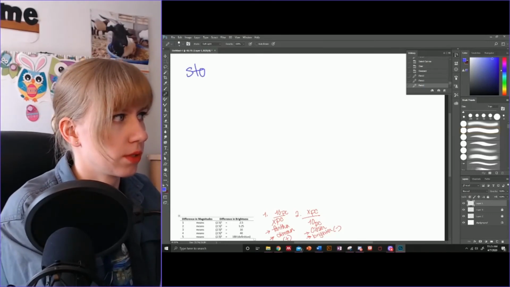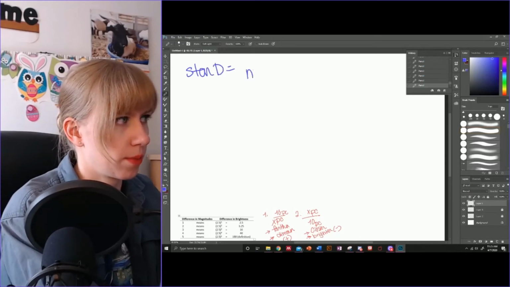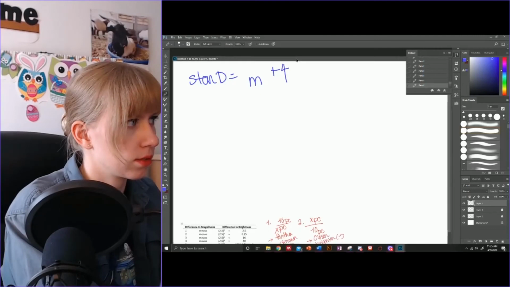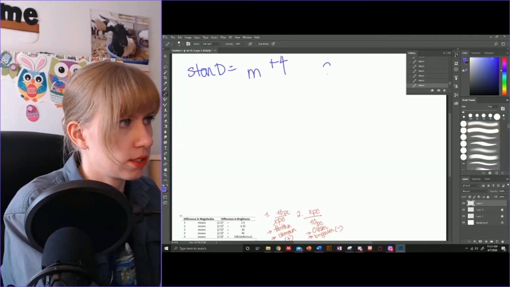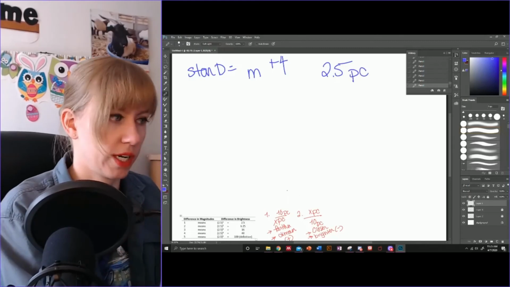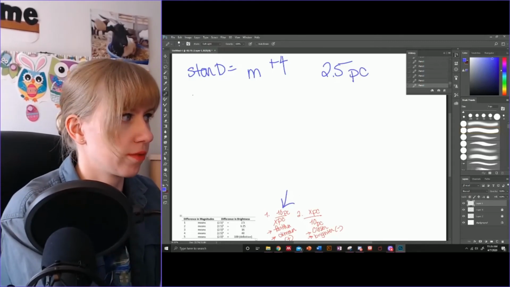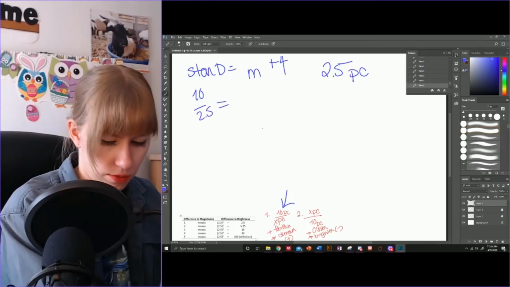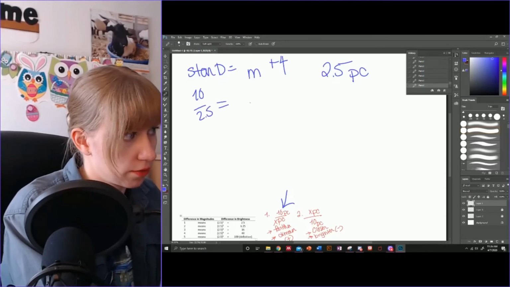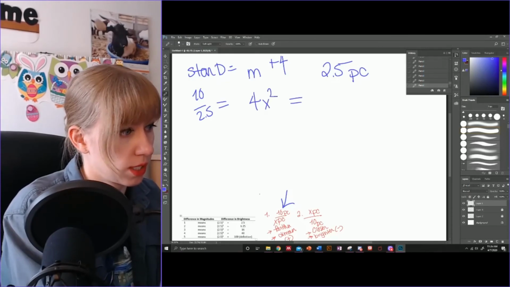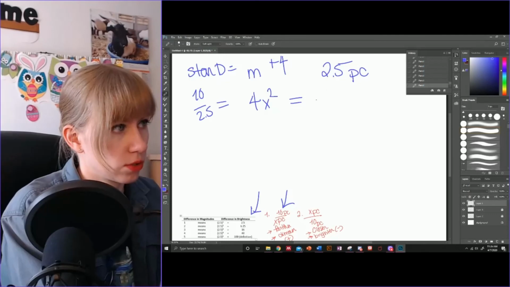So let's start with star D. Star D has an apparent magnitude of plus 4, and it is 2.5 parsecs away. Okay, so 2.5, gotta use option 1, 10 over 2.5. Okay, again, crossing out the parsecs, and 10 over 2.5 gives us 4. So that means we're going 4 times closer again, and we need to square it so we can get a difference in brightness. 4 squared gives us 16.